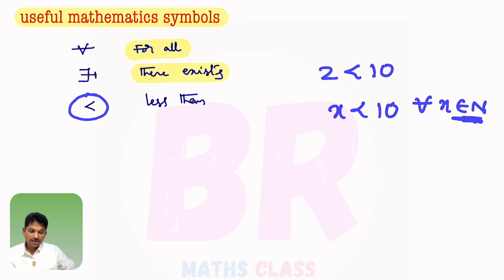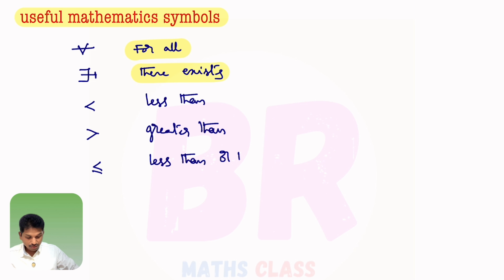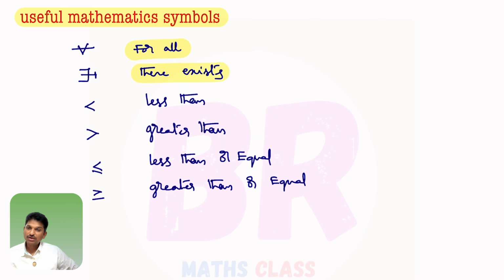You need to take all natural numbers which are less than 10. Obviously, when less than is there, another symbol will also be there. What is that? Greater than. This symbol is less than or equal to. This symbol is greater than or equal to.